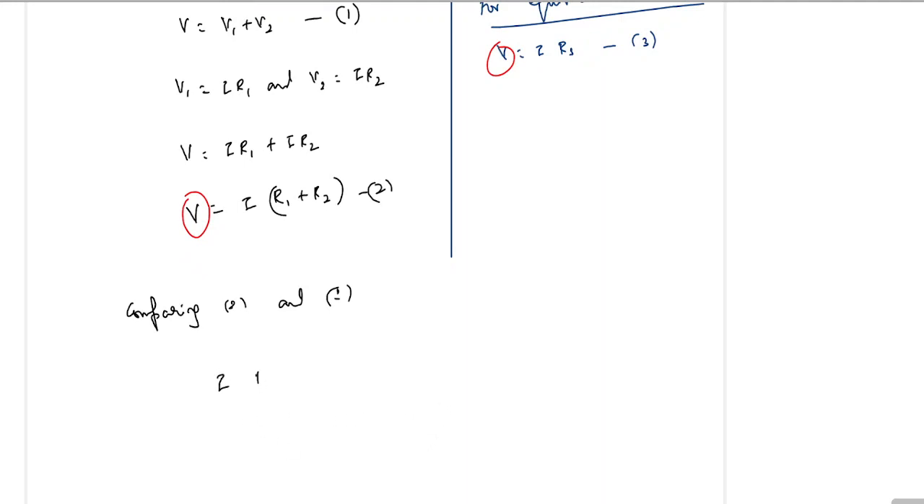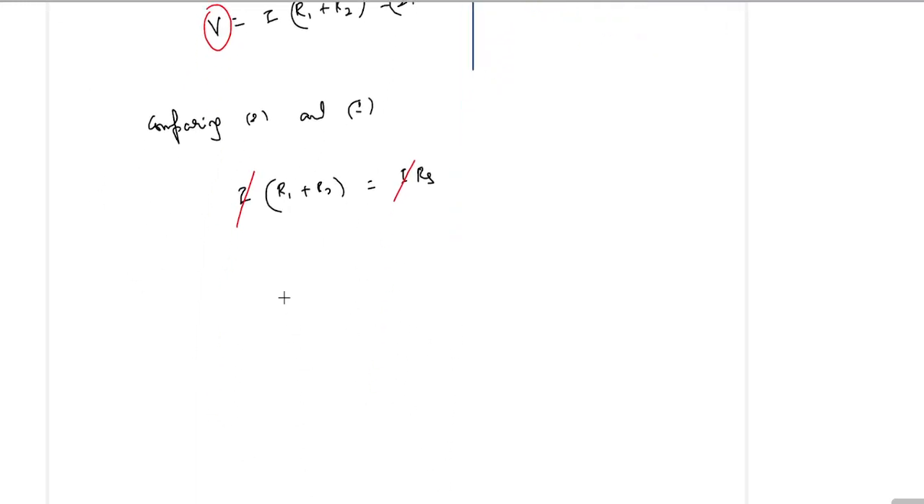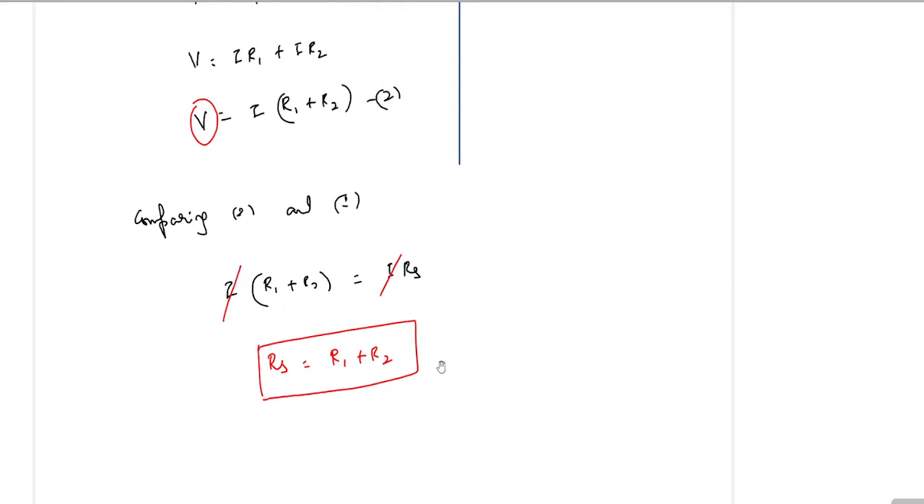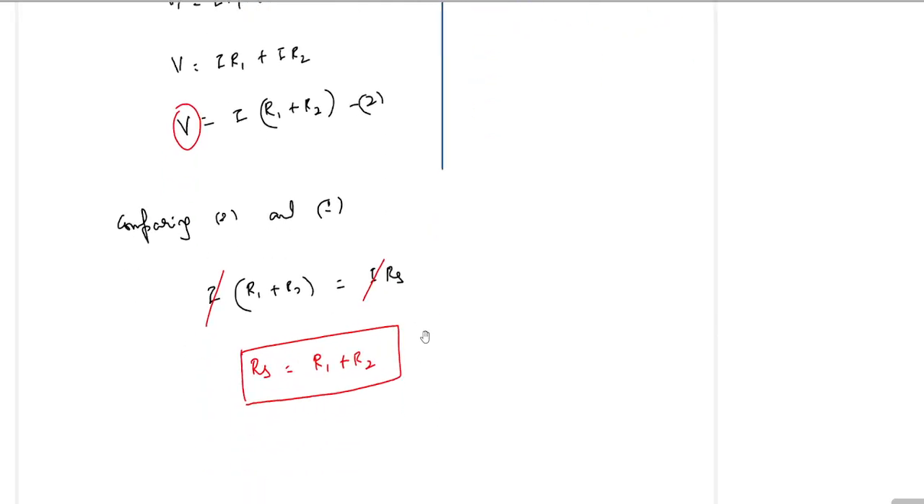So what you get is I into (R1 plus R2) is I into RS. From here I gets cancelled. Therefore what we get is RS is equal to R1 plus R2. So this is the required expression. Again, if the question says draw for 3 or find out for 3 resistors, then you can extend the same argument. In that case, RS is equal to R1 plus R2 plus R3.